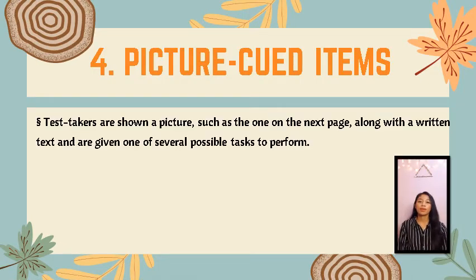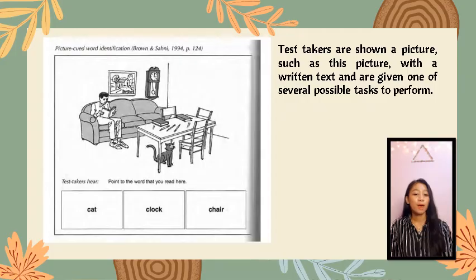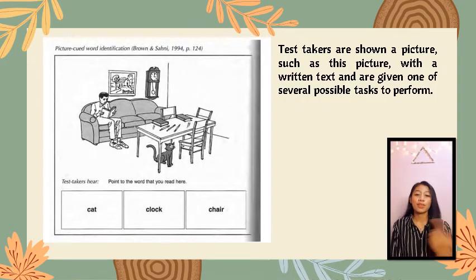The next way is picture cue items. The test takers are shown a picture, such as the one on the next page, along with a written text, and are given one of several possible tasks to perform. From the above explanation, you can see in this picture, the test taker is shown a picture such as this one with a written text and is given one of several possible tasks to perform. Like in this picture, you can press any items and you can see the written text in the box, like cat, clock, and chair.